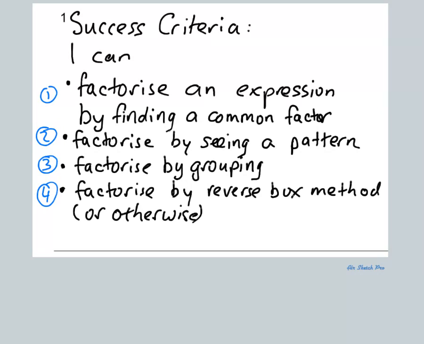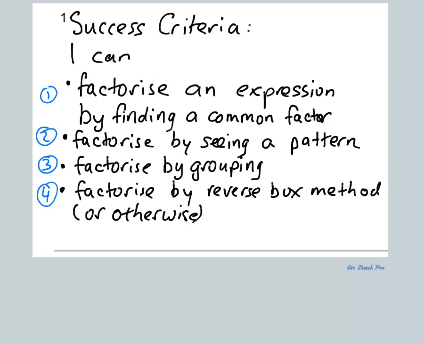I'm going to go through examples of each of these. This is what success will look like by the end of this lesson, that you can identify them, and hopefully you've had enough practice that you can say, yep, I know how to do each of these. And if you say, well, I can find a common factor and I can factorize by reverse box method, but I'm pretty cruddy at finding the pattern, then that's your opportunity for growth. That's where you say, okay, that's what I need to practice.